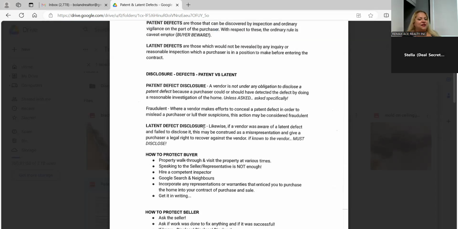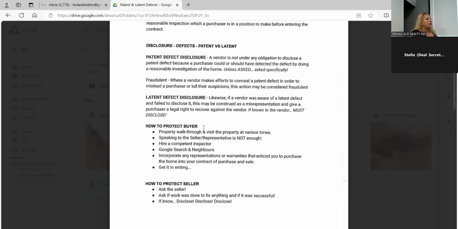Fraudulent. So this is where a vendor makes efforts to conceal the patent defect, like that mold we saw. If they paint over it with stuff, that could really be considered fraudulent because they're probably concealing a problem. A lot of homeowners will say, oh, no, it's not a problem anymore. It was before, but now it isn't. So by them hiding it, it becomes a problem, because if the mold resurfaces because there is an existing water problem, you as the realtor could get in trouble for not disclosing it because you're aware that your client painted over it.